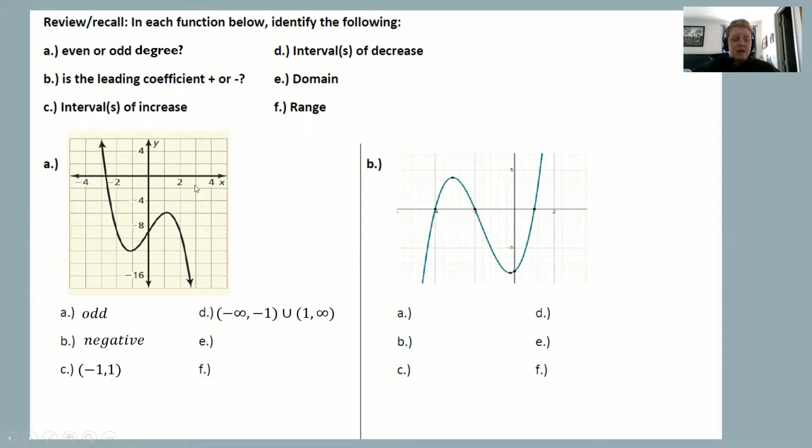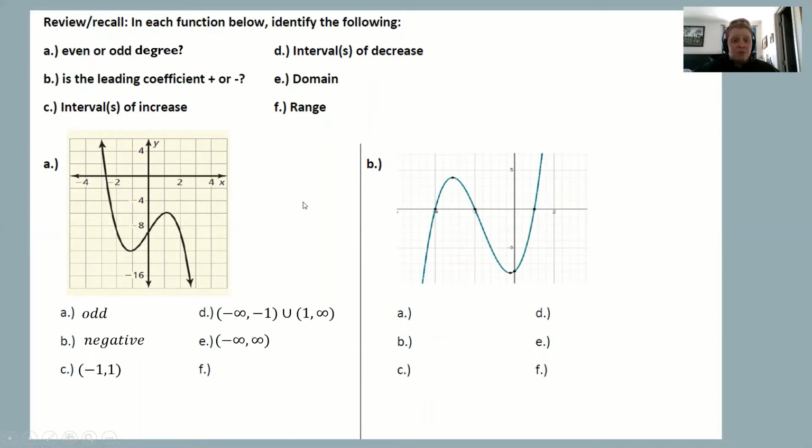For letter E, when they ask for domain, they mean how many x values are on your graph? What's the range of x values? And the good news is it's always going to be -infinity to infinity. It continually moves forever towards the left. It moves forever towards the right. There's no stopping points. So it's just going to be all reals.